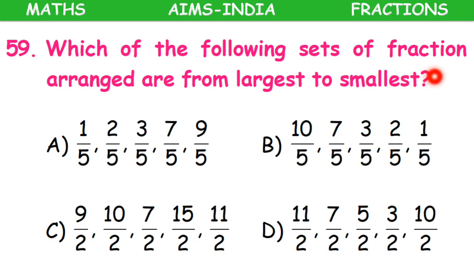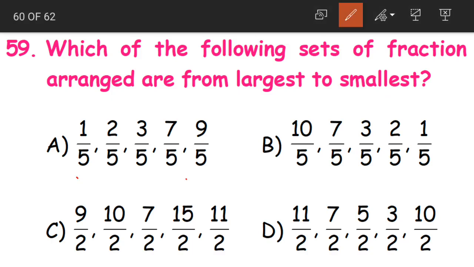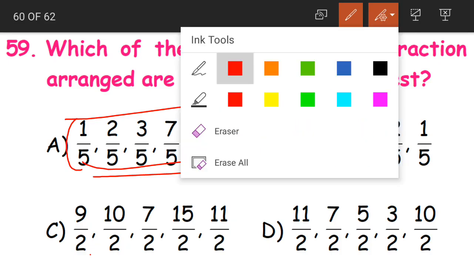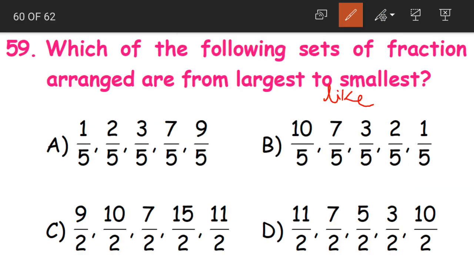Which of the following sets of fractions are arranged from largest to smallest? Now if you observe the given fractions, all are having the same denominators. In option A, all the fractions have the same set of denominators. That means they are our like fractions. So how do we compare like fractions? As all the given denominators are same, we go for comparing the numerators.